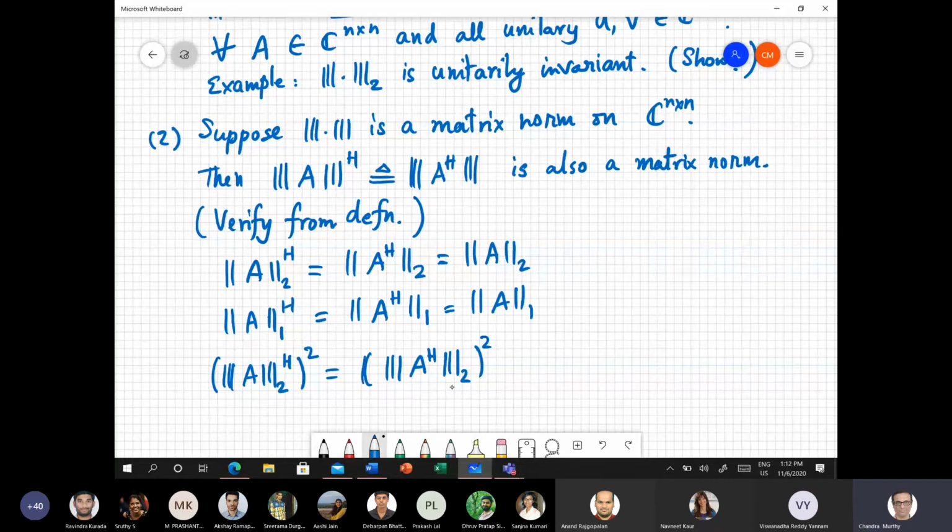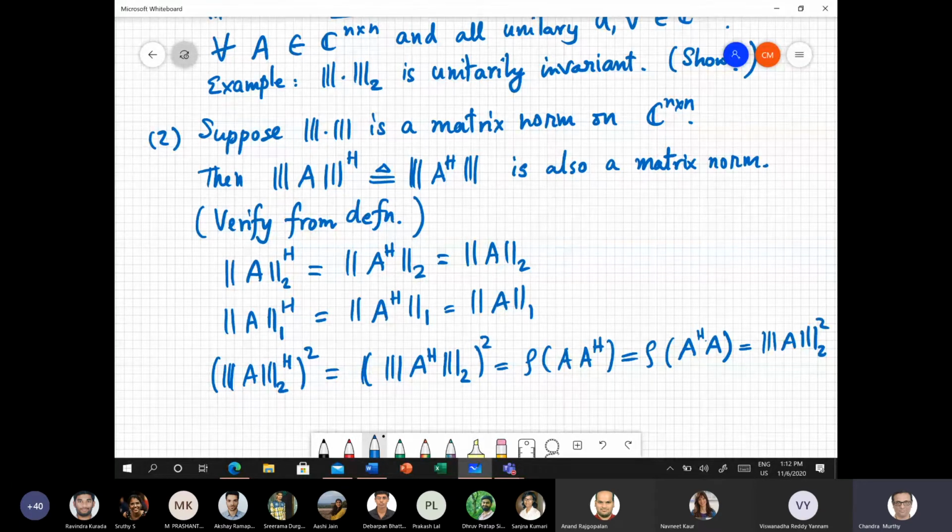Now the spectral norm of a matrix is the square root of the largest eigenvalue of A Hermitian A. And so if I apply that to A Hermitian, I get that the square of this is going to be rho, the spectral radius of A Hermitian. And this is another result that you have to show in your homework, that rho of A Hermitian is the same as rho of A Hermitian A, which is equal to the spectral norm of A squared.